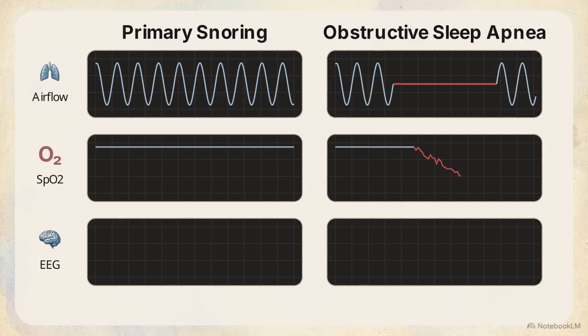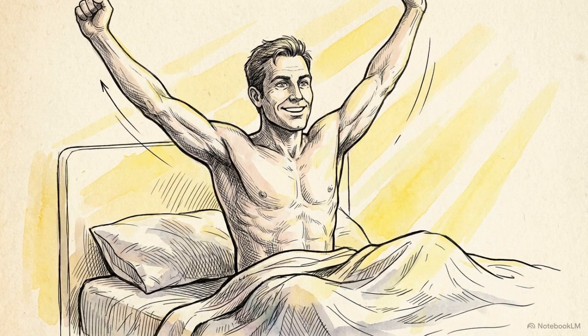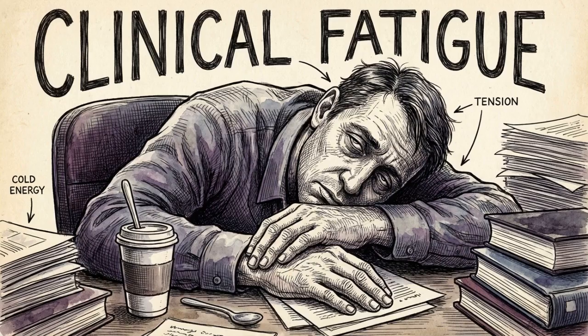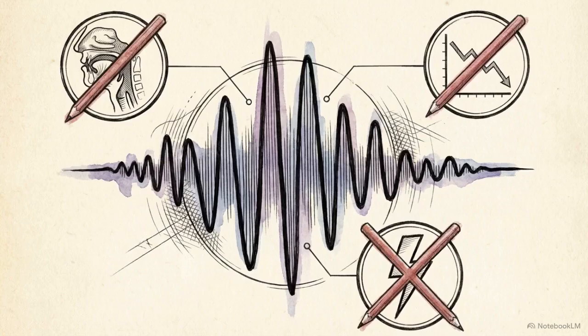Finally, sleep architecture. The primary snorer sleeps straight through the turbulence. In contrast, the OSA patient's brain detects the oxygen drop and triggers a sudden cortical arousal, a chaotic spike in activity, just to force a breath. Because their sleep architecture remains unfragmented, the primary snorer wakes up rested. They do not suffer from the severe, excessive daytime sleepiness that characterizes OSA. Primary snoring is definitively characterized by the presence of noise, combined with the absolute absence of apneas, desaturations, and arousals.